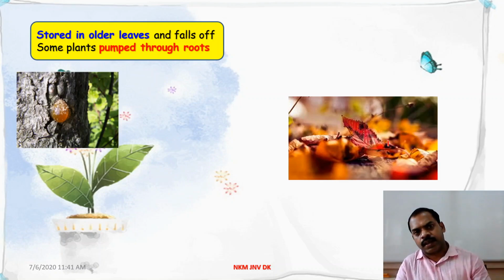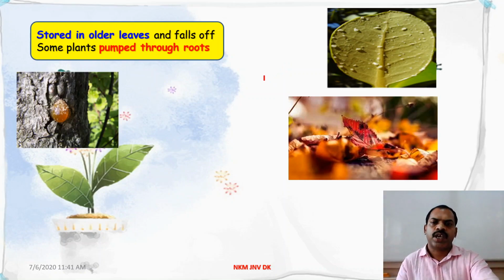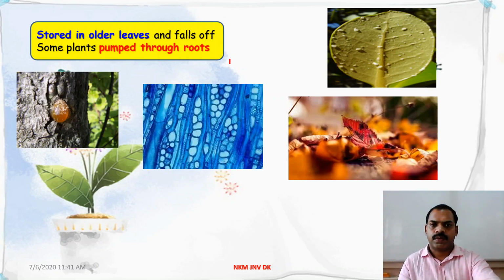And some plants, by using energy, pump out the waste material. Or they store something in the leaf, just like latex. Sometimes they pump it out through the roots also by using energy. So these are the various ways by which plants excrete materials. This is the storage inside the tissues of dead tissues. So that's all of our chapter.